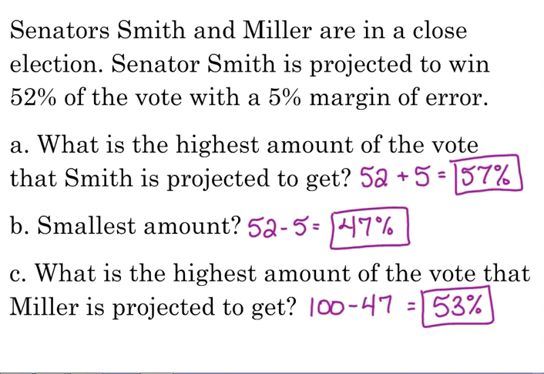So there's still the possibility that Miller could win this election. If Smith gets his smallest percent, then Miller could indeed win the vote. Okay, kind of flips around there. Any questions?